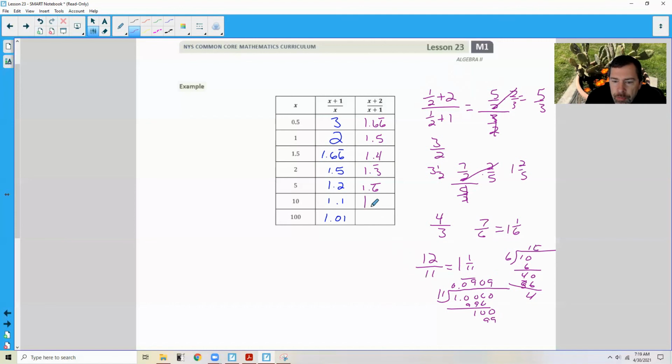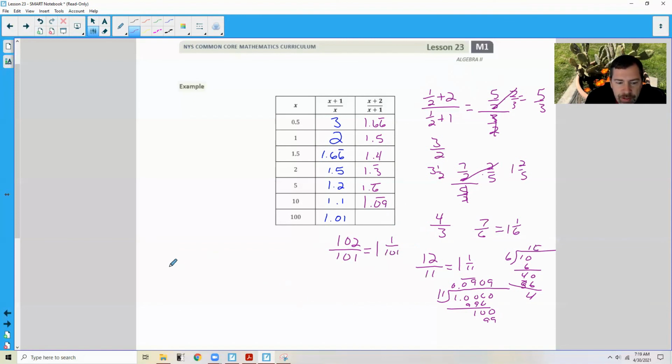So it's 1.09, where the 09 just keeps repeating. Plugging in 100, we get 102 over 101. Well, 101 over 101 is 1 with a remainder of 1 over 101. Okay.